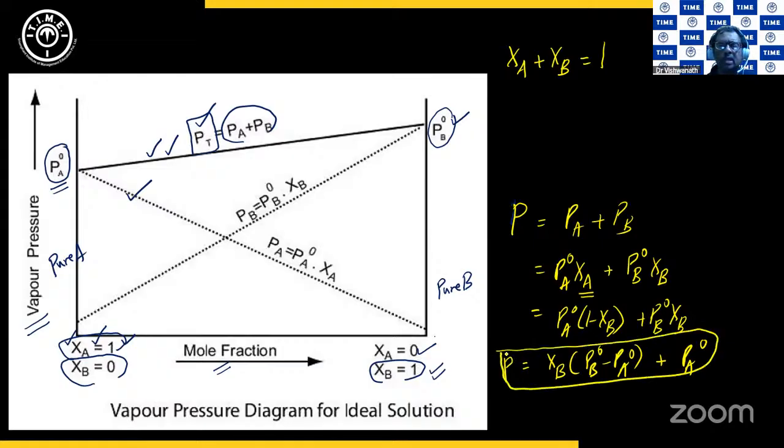Now what have we done here? We have plotted P versus Xb. So this is like y is equal to mx plus c, which is a straight line, and that is what you got there, right? This is a straight line that you got.